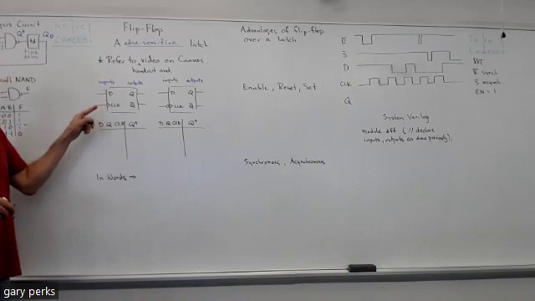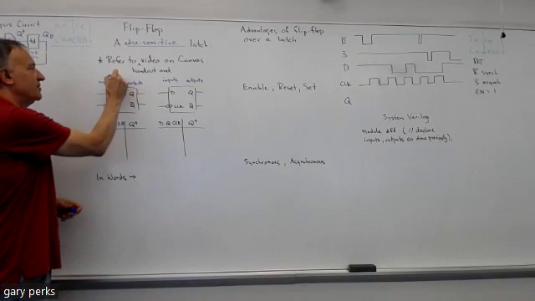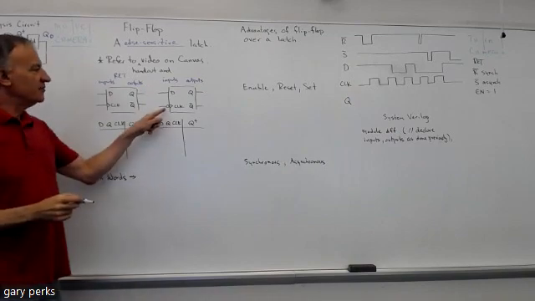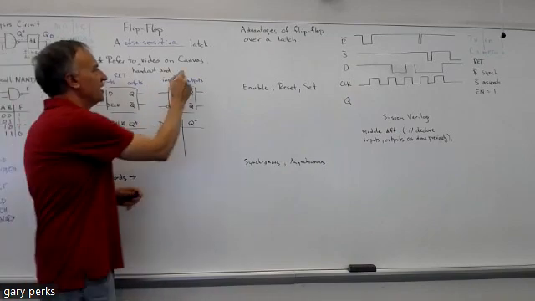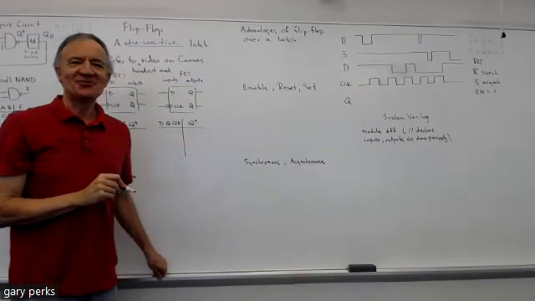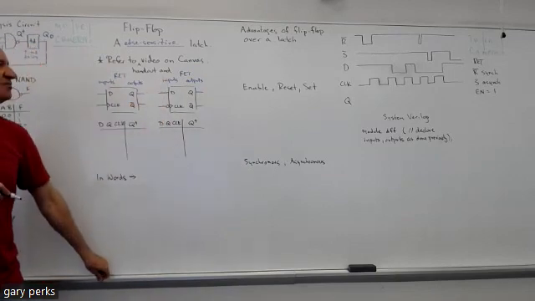This type that doesn't have the little bubble, it's called rising edge trigger. Okay, RET, rising edge trigger. And when it has the little bubble, it's FET, which doesn't stand for field effect transistor here, if you've had electronics. Here it stands for falling edge trigger.